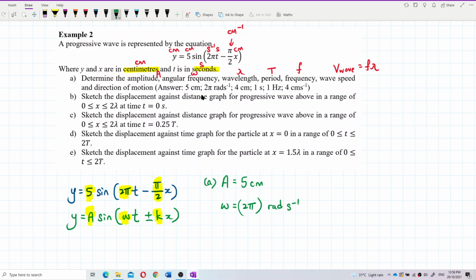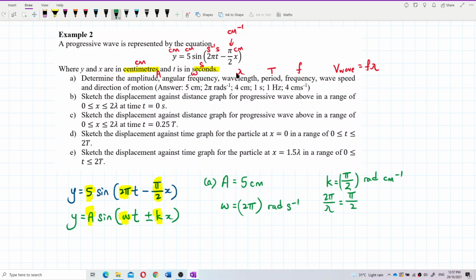And then how about the wavelength? How to get the wavelength? First of all, we know that the wave number k is actually pi over 2. Don't put the negative sign, just pi over 2. k is pi over 2 radian per centimeter. Why per centimeter? Because our k follows the x. Our x is in centimeter, so our k is per centimeter, not per meter. Be careful with the unit. So we can find the wavelength from here. The wave number k is 2 pi over lambda, and this one is pi over 2.